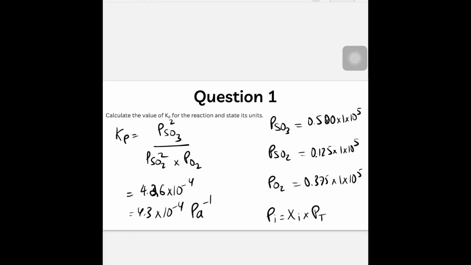Now, in this question, they asked me to calculate the value of Kp for the reaction and to state its unit. Now, Kp has the same formula as Kc. It's the products over the reactants. However, you're going to use pressure instead of concentration. So you put the pressure of SO3 squared divided by the pressure of SO2 squared times the pressure of O2, and you raise them to their coefficient. And then you need to find the values for each pressure, and to find the values for the pressure, you need to do the mole fraction multiplied by the total pressure.